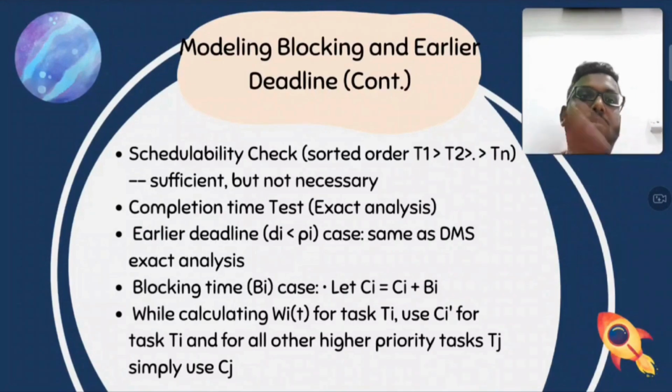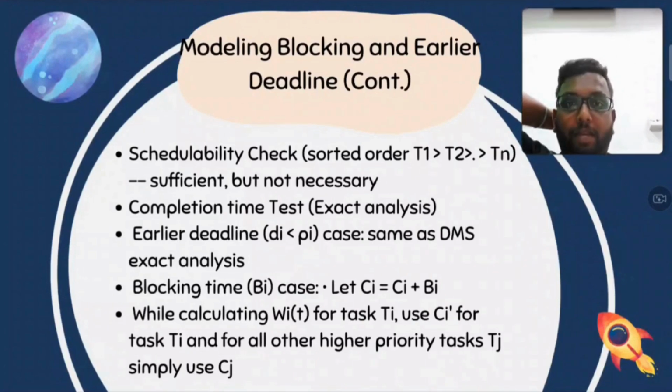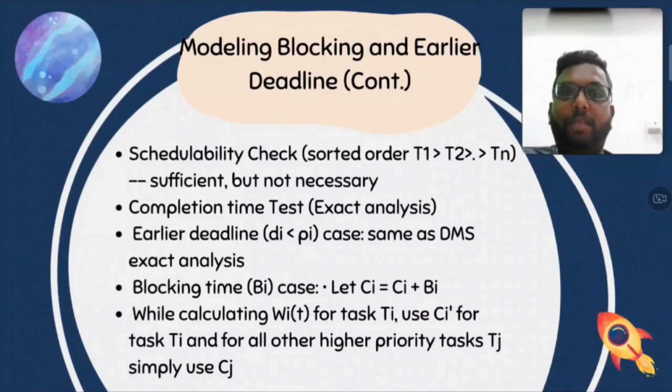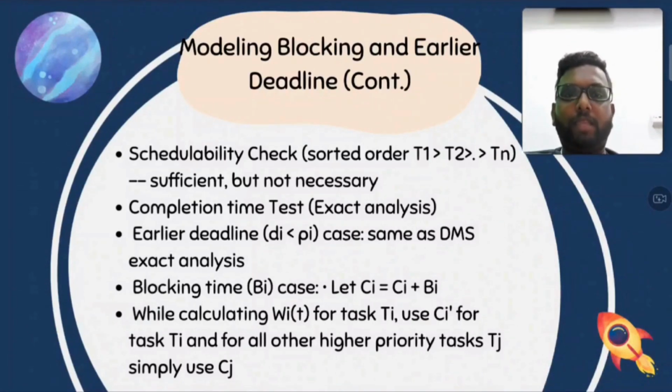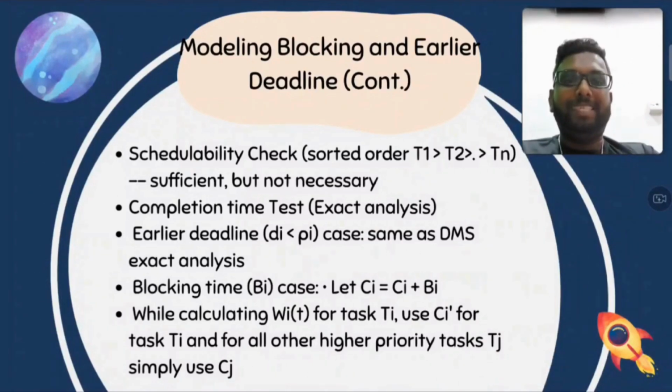Schedulability check: the tasks are sorted as task 1, task 2, task 3, and so on. If we have 10 tasks, it goes up to T10. This test is sufficient but not necessary. The completion time test is an exact analysis. For an earlier deadline, where DI is lesser than PI, the case is the same as DMS, an exact analysis. For blocking time, which is BI, let's say CI equals CI plus BI.